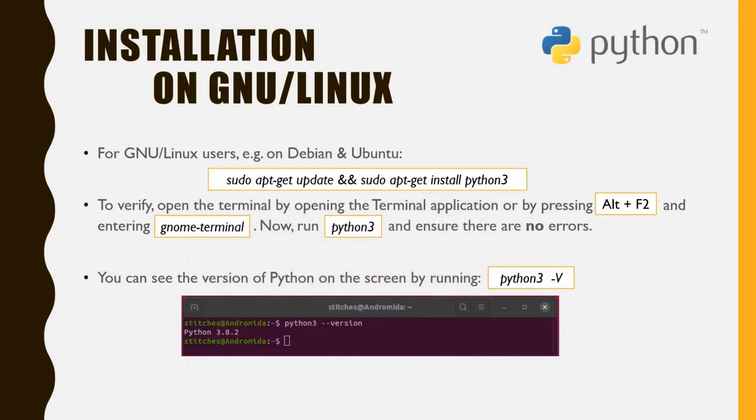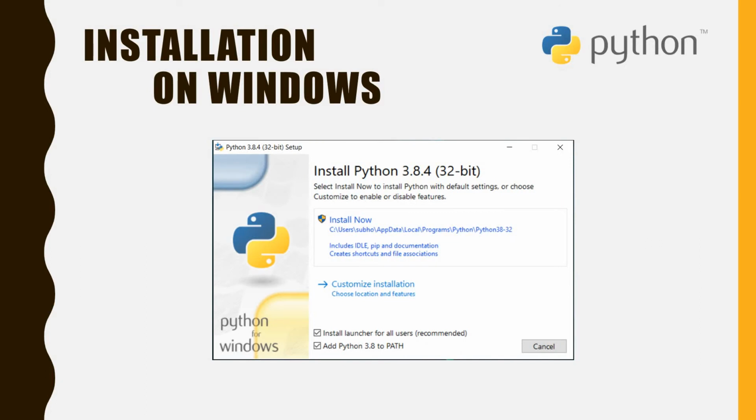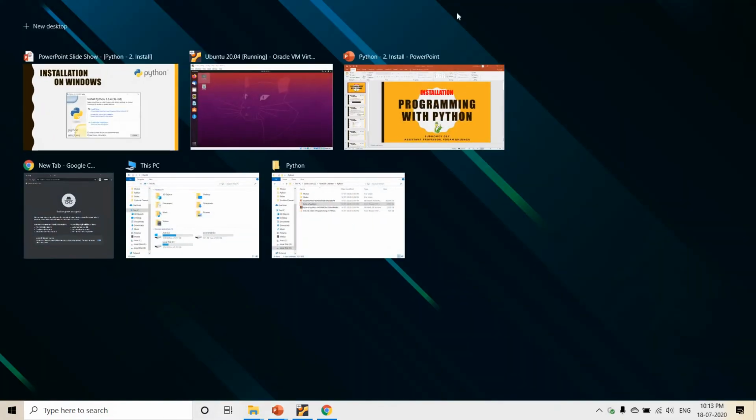Let's minimize it. In terms of Windows, you have to visit the official Python website. From there, you have to download the installer, which will look something like this. In the installer, you have to check the Add Python 3.8 to PATH option to make sure that your Python 3.8 can be accessed from the command line prompt. Let's try to do this.